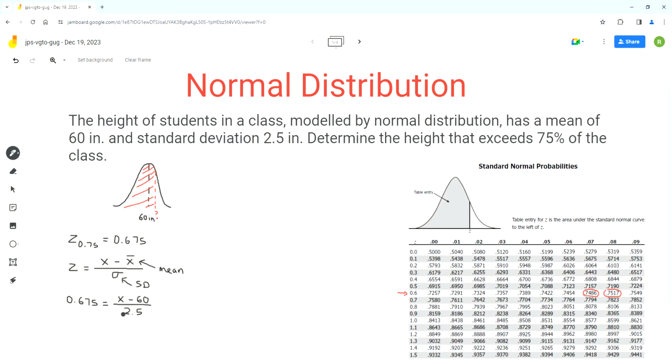So the next step is to cross multiply by 2.5. So we get 0.675 times 2.5 equals X minus 60. Now we can multiply the numbers on the left side and I can show you the steps on this side here.